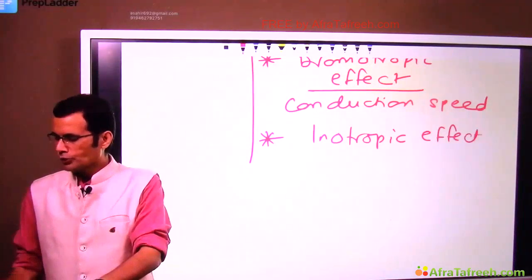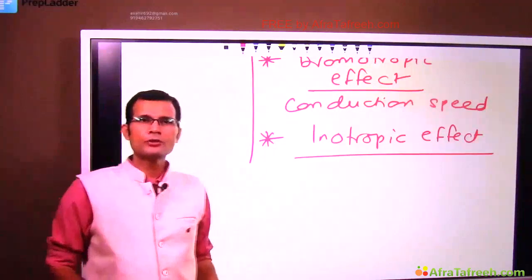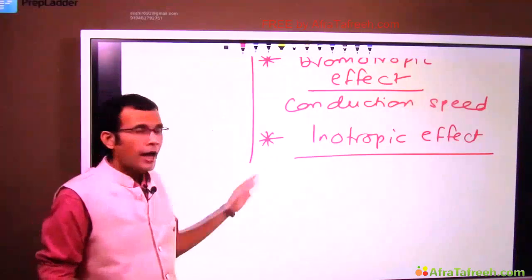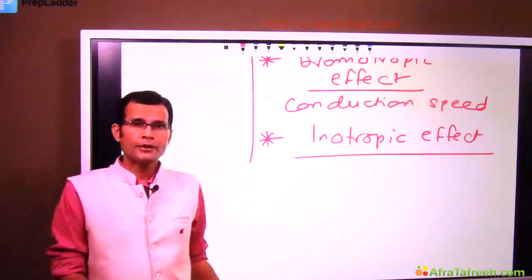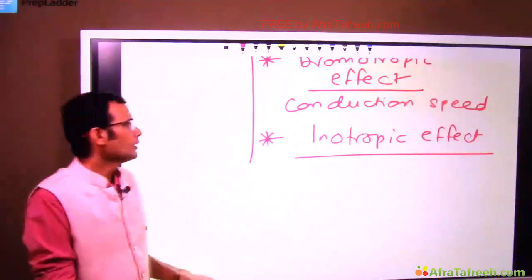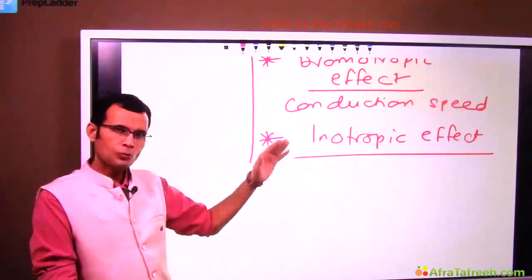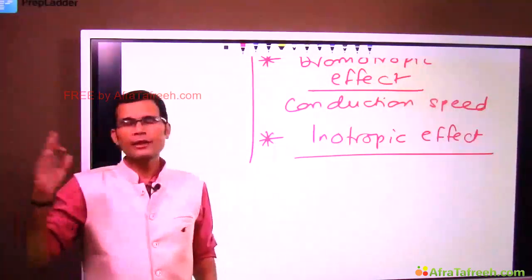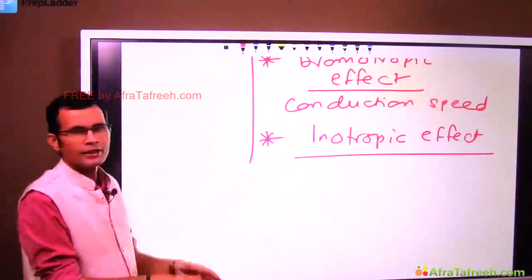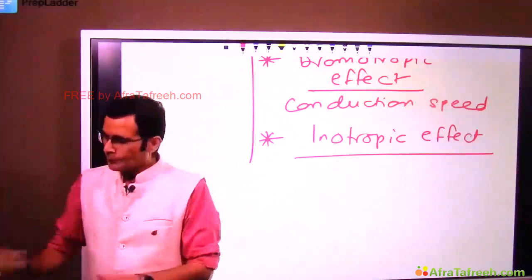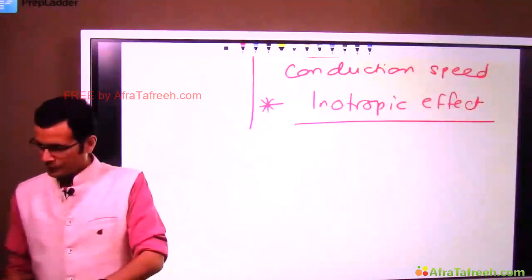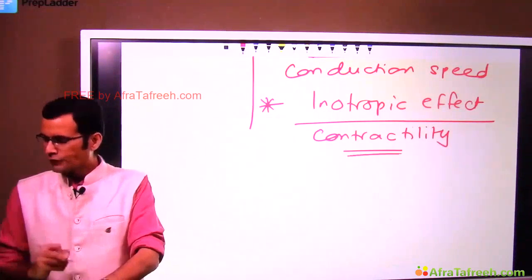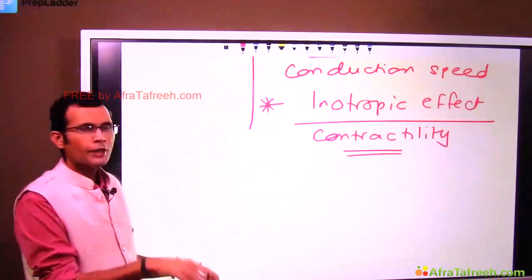Third, and the most important one which we often require, is inotropic effect. By the way, please note the spelling. Very often when students have doubts and want to mention inotropic effect, they inadvertently write IONO, ionotropic effect, as in ion. So please note, it's not IONO, it's inotropic effect. Inotropic effect is the effect on contractility of the myocardium or ventricular contractility.